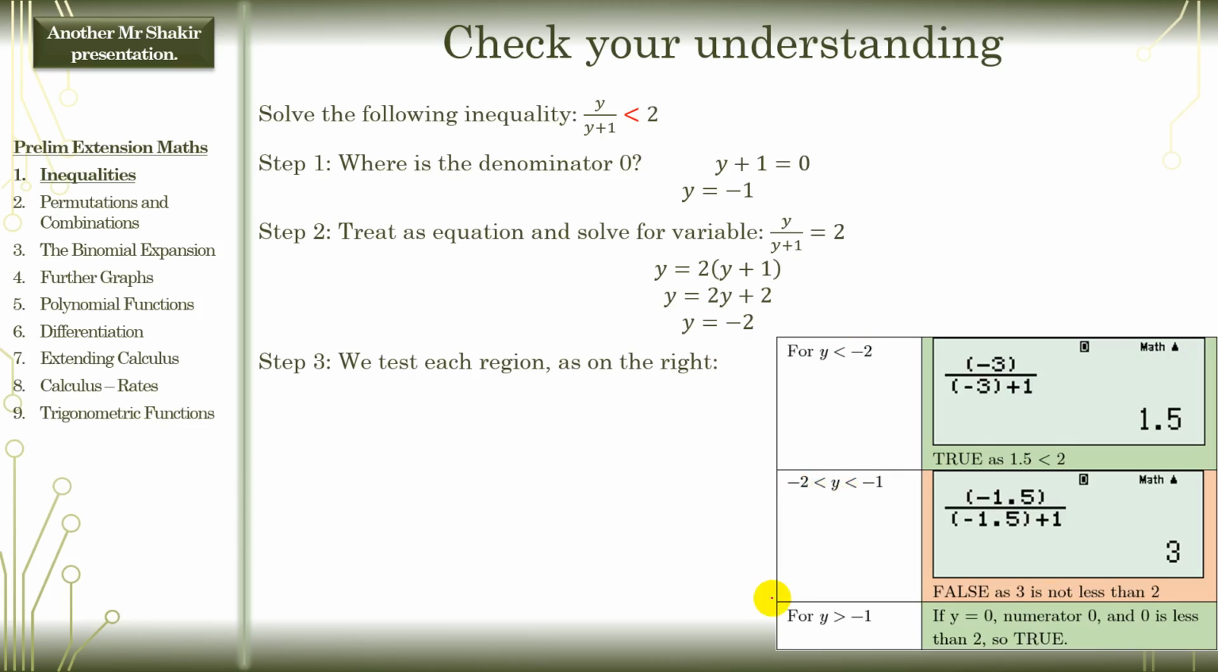Between -2 and -1, and more than -1. So I've chosen -3 for this region, -1.5 for this region, and 0 for this region. It's just calculator work, honestly.